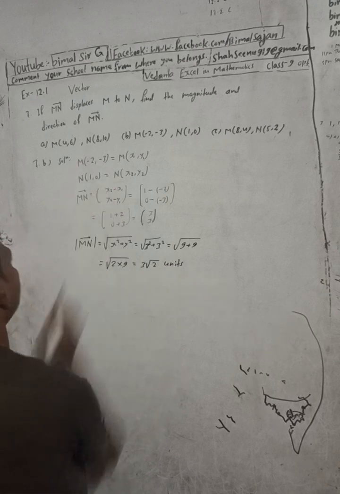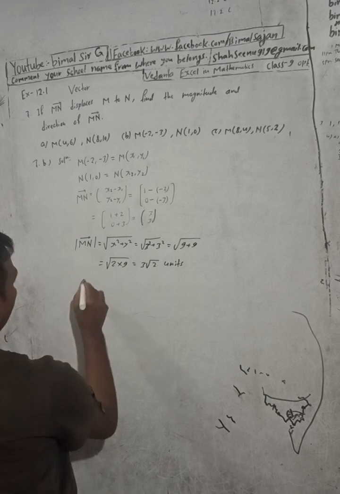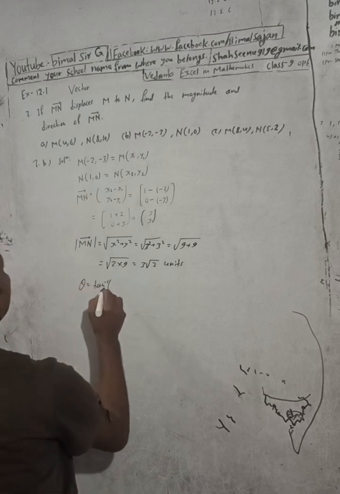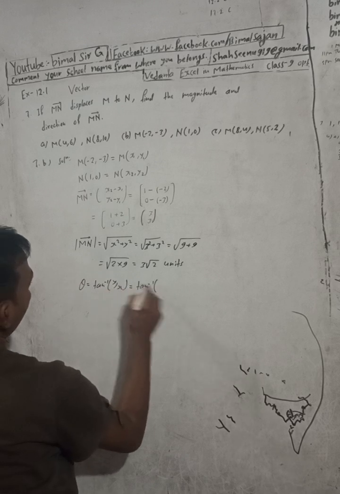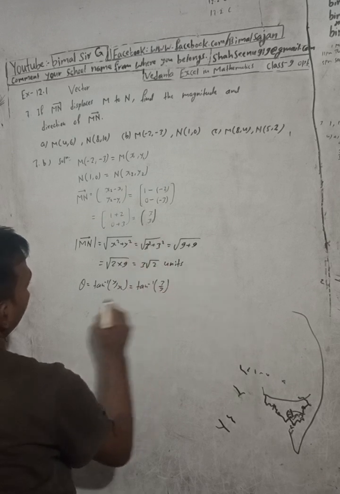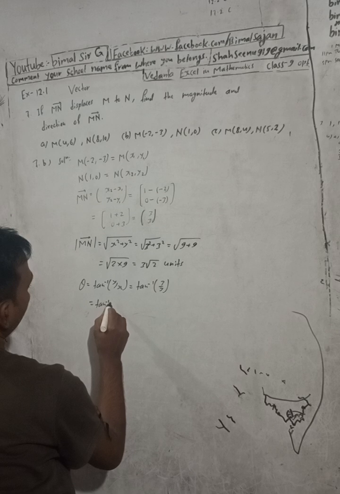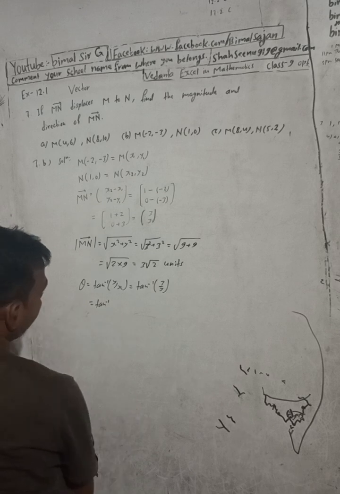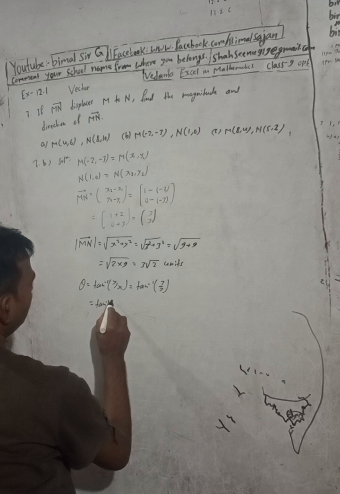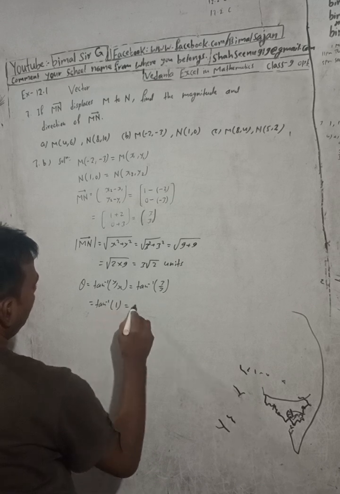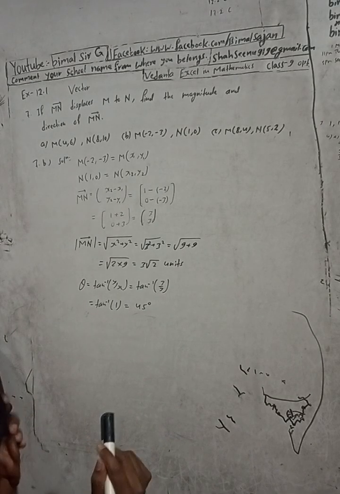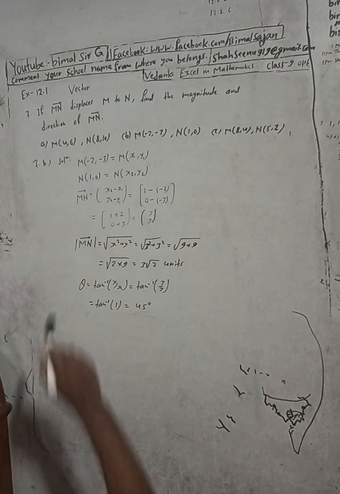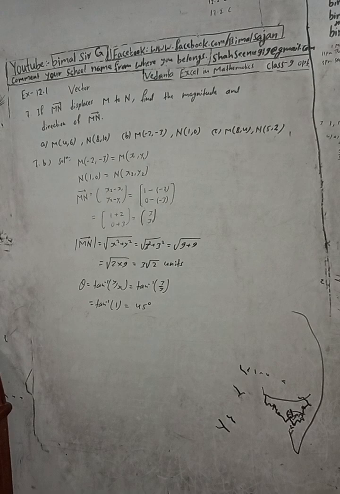And now, the direction of the vector. The direction of the vector is given by theta equal to tan inverse y by x. So this is y 3 by 3, which is equal to tan inverse 1. Tan inverse 1 is the value for 45 degrees. If you want, you can write tan 45 degrees in the bracket, and tan inverse tan 45 degrees means 45 degrees.